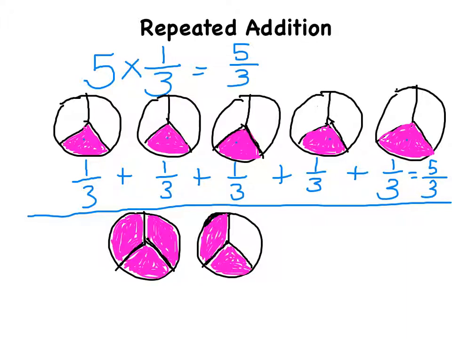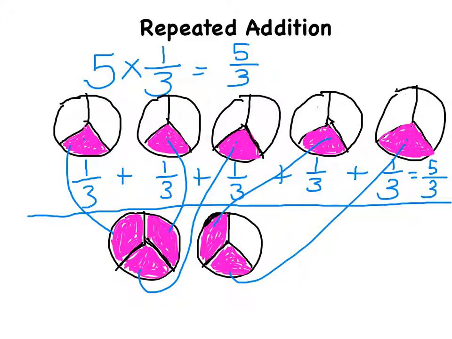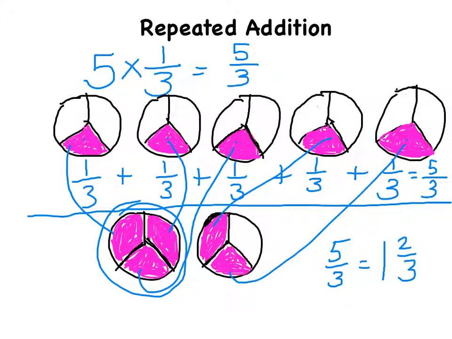So as you can see here below the blue line, I've redrawn our circles and I've taken these parts and filled in a whole circle until it was all full and then did another circle. So as we can see, we have one whole circle that's filled in and then 2/3 of another one. So your 5/3, if you change it to a mixed number, is actually going to be 1 whole and 2/3.